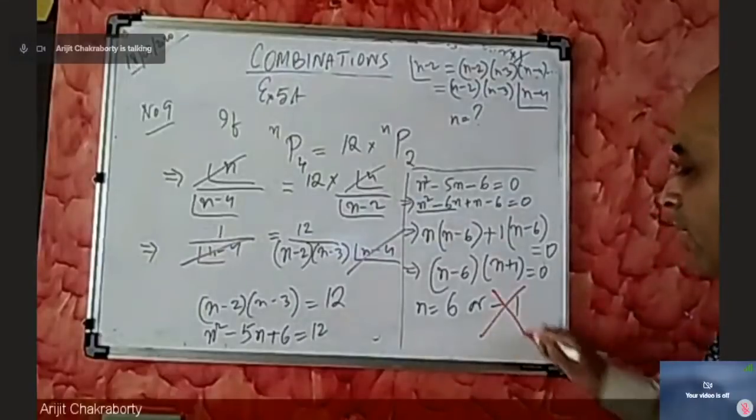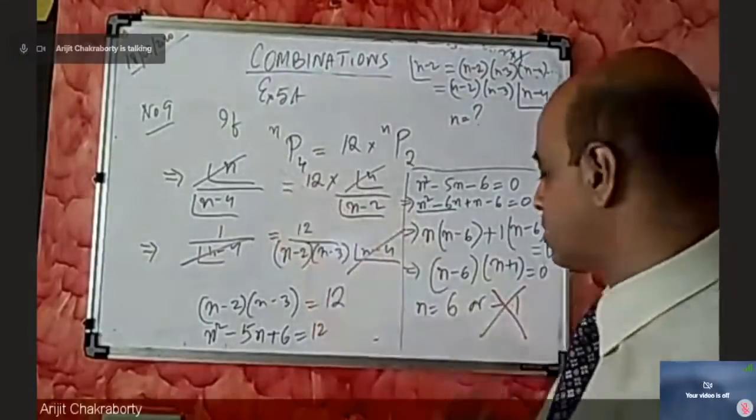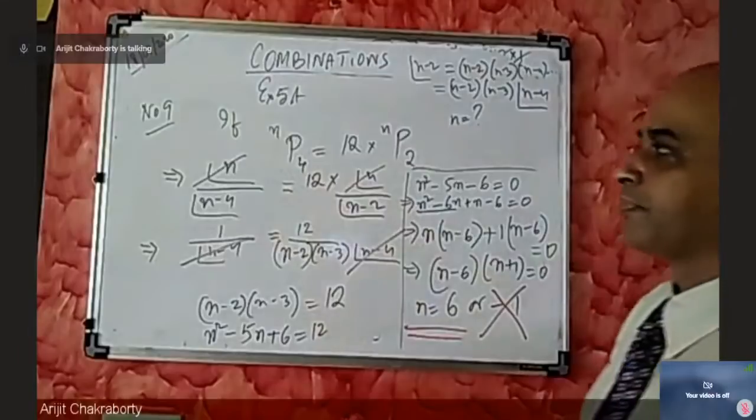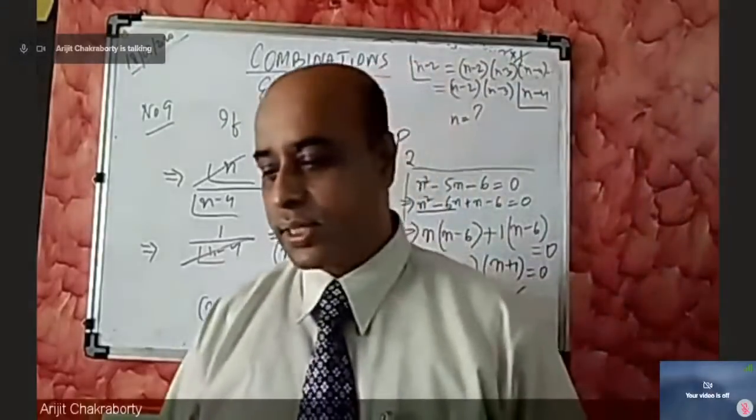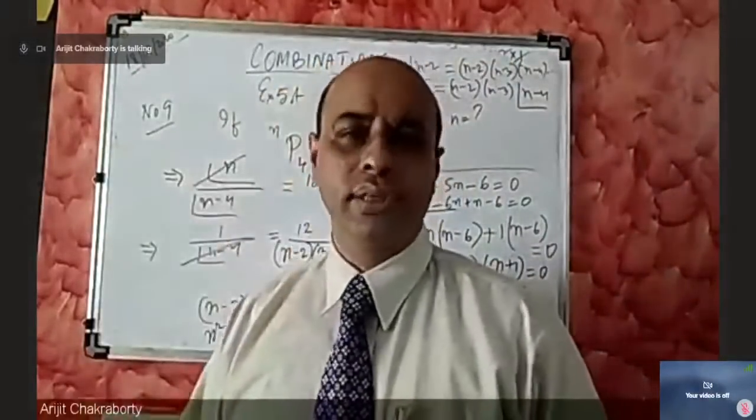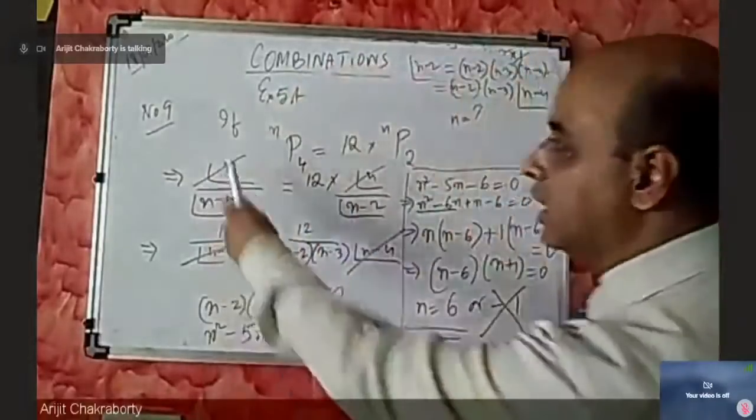But n cannot be minus 1 because it's a case of permutation. So n equal to 6. That is the answer. So this is number 9, a lovely problem given in the study material. I hope you are clear with this.